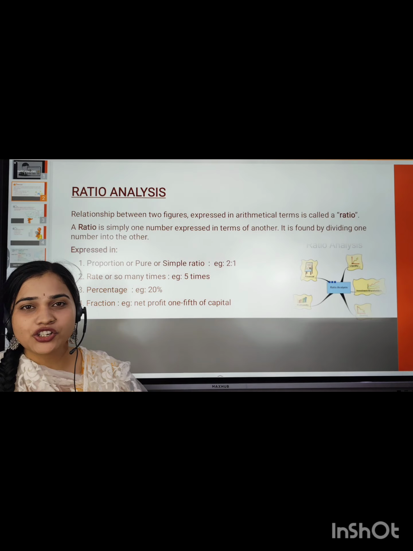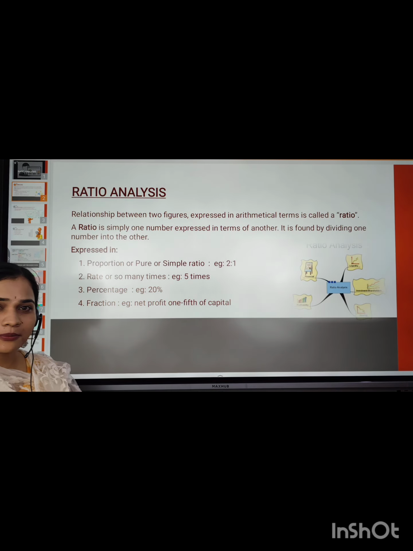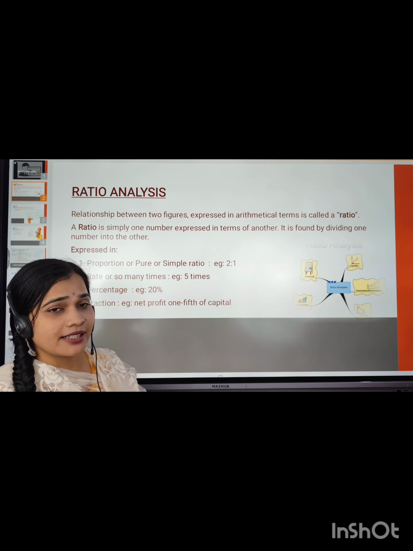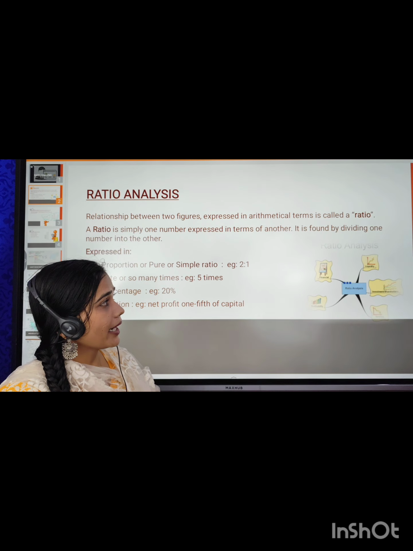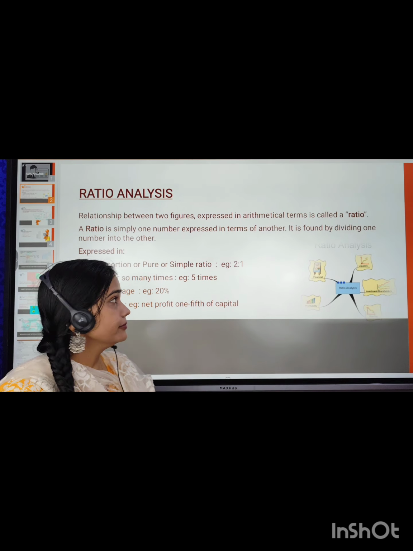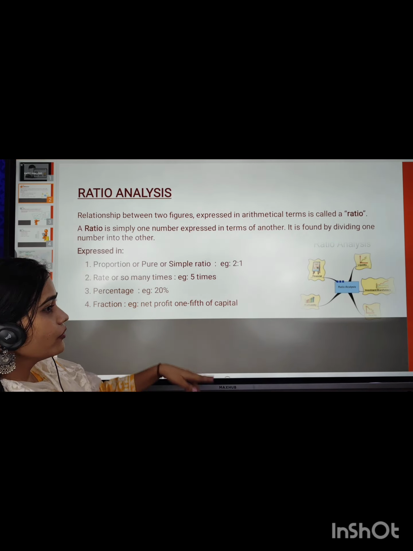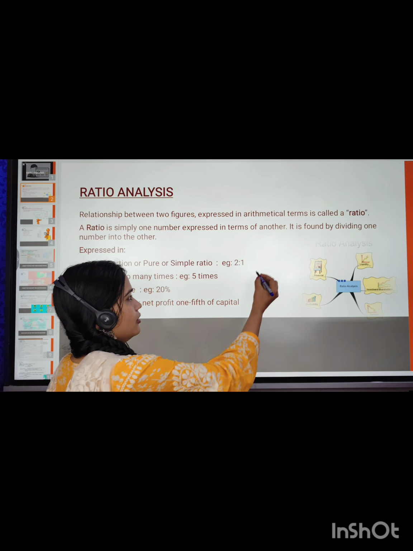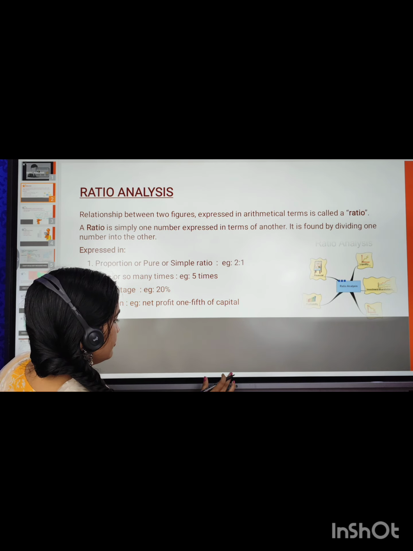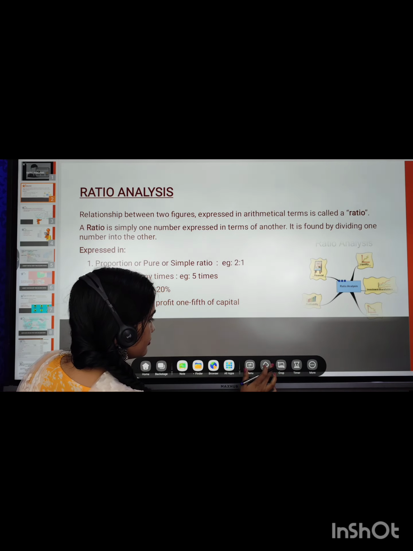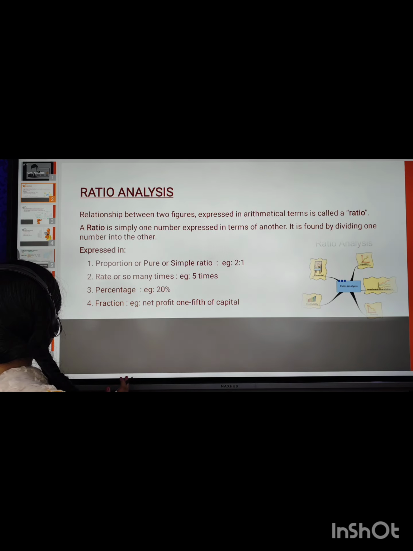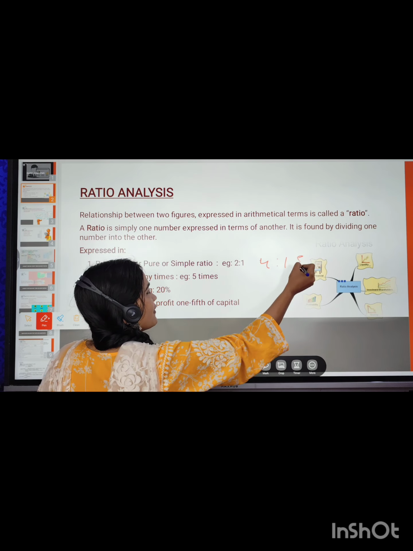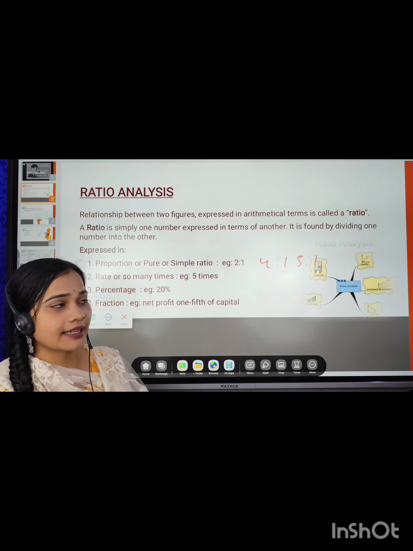Ratio analysis. A relationship between two figures expressed in arithmetical terms is called a ratio. A ratio is simply one number expressed in terms of another. It is found by dividing one number by the other. We can express a ratio in the following forms: proportion, or pure or simple form, that is 2:1, like 4:1, 5:1. These are different forms of expressing a ratio.